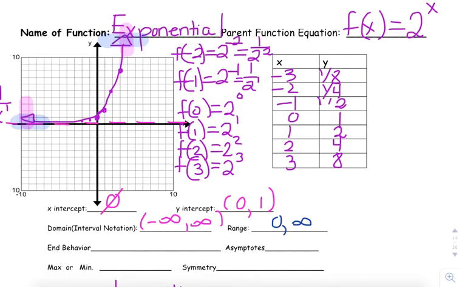We go to infinity. However, that asymptote, since we never actually touch it, we put a parentheses there. For our asymptote, it's technically a line, so it's a horizontal line, which we will denote as y equals 0. We don't actually have a minimum. We get close to 0 but never actually touch it. And we also don't have symmetry. So that is our exponential parent function.